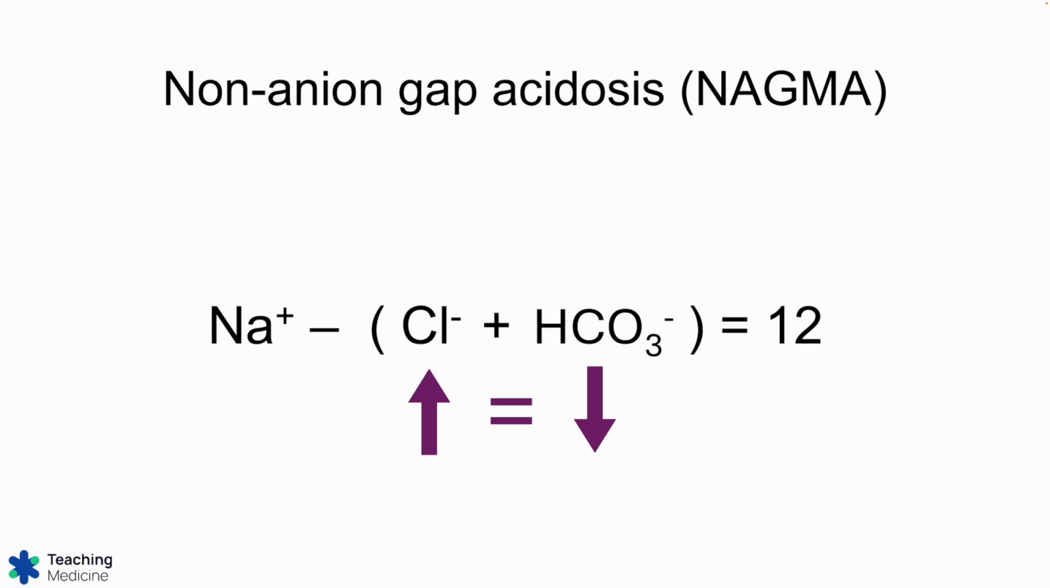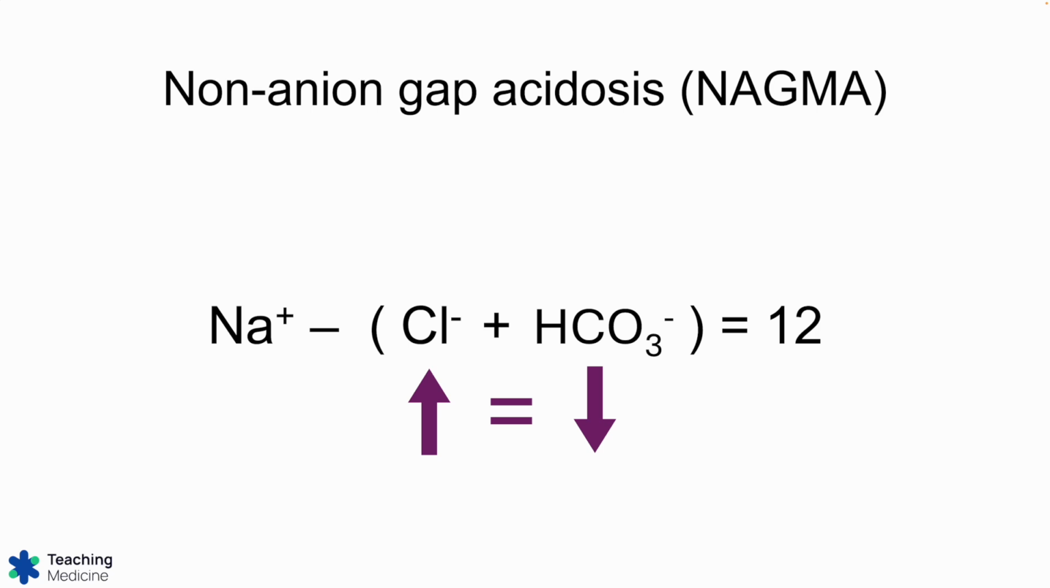And so if you go up by 5 on the chloride, you're going to go down by 5 on the bicarb, and the math doesn't change. The anion gap remains 12. Similarly, if you have nothing else happen other than you lose bicarb out of your body, so this is not the case where we have a new acid, but you just simply have loss of bicarb out of your body, the chloride will compensate and go up. And again, the math remains the same.